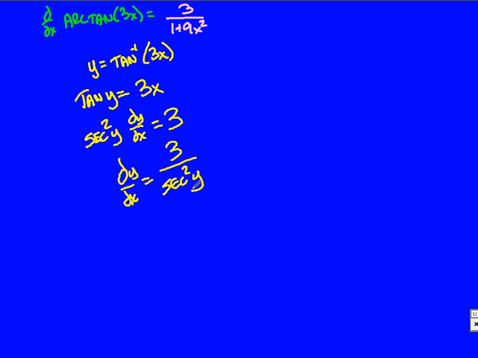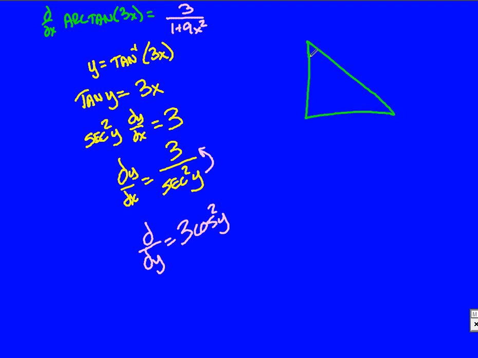If you got stuck, I'm guessing this is probably where you did. I would have rewritten this, because I don't like secant, as 3 times cosine squared of y. Bring secant to the top and call it a cosine. And now I'm in the same spot, though, as I have a y. I don't want y. I need it to be in terms of x.